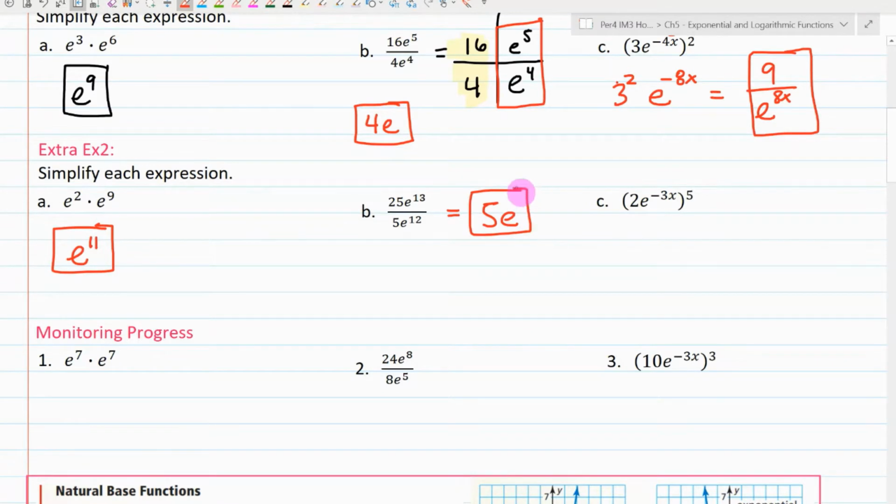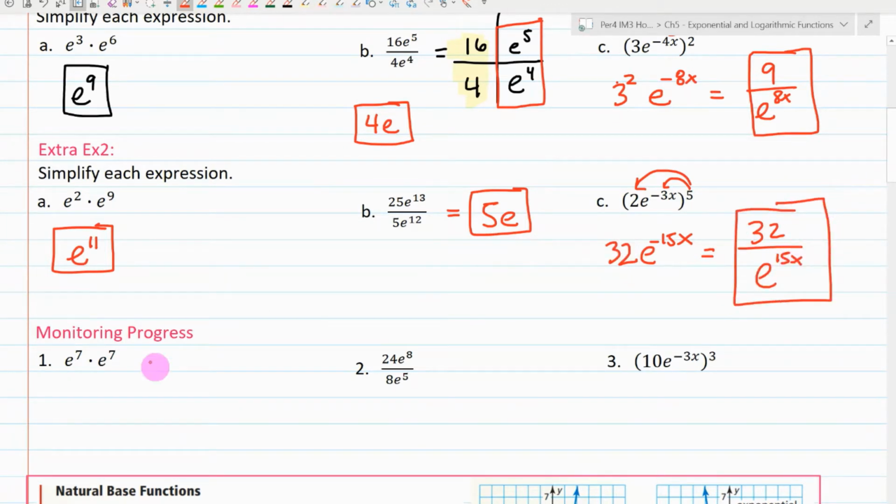Here, 2 to the 5th power. And that's going to be e to the negative 15x, which is going to become 32 divided by e to the 15x. The next one, e to the 14th. This one, 24 divided by 8, that's 3. And e to the 8th divided by e to the 1st is e to the 3rd.